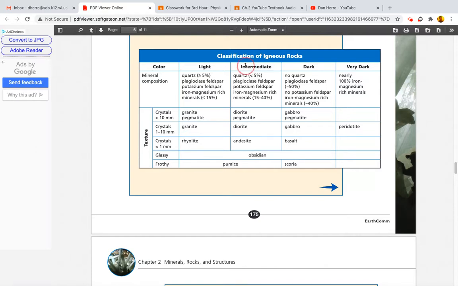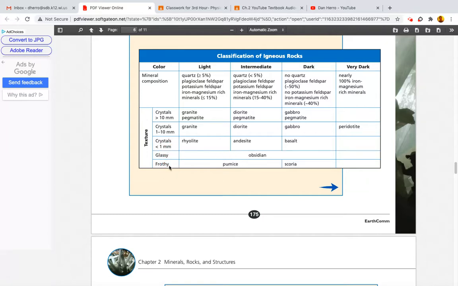Again, intermediate. So you're looking at the color. Light colored, intermediate colored, dark colored, very dark. You can classify them that way. But then you can also classify them by texture, by measuring the length of the crystals. Now it might all just be one big crystal, like obsidian, where it's literally just a black sheet of glass. So then you wouldn't be measuring crystals. It wouldn't have any type of bumpy or rough texture. It would just be a sheet of black glass, which is obsidian.